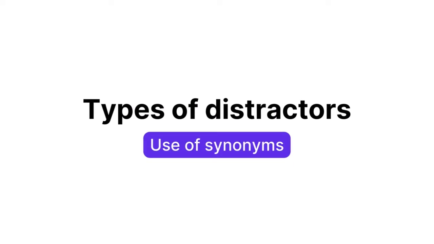Next is the use of synonyms. Let's look at what synonyms mean first. Synonyms are words or phrases that mean exactly or nearly the same as another word or phrase in the same language. For example, shut is a synonym of close. Let's look at how this works by listening to an example.